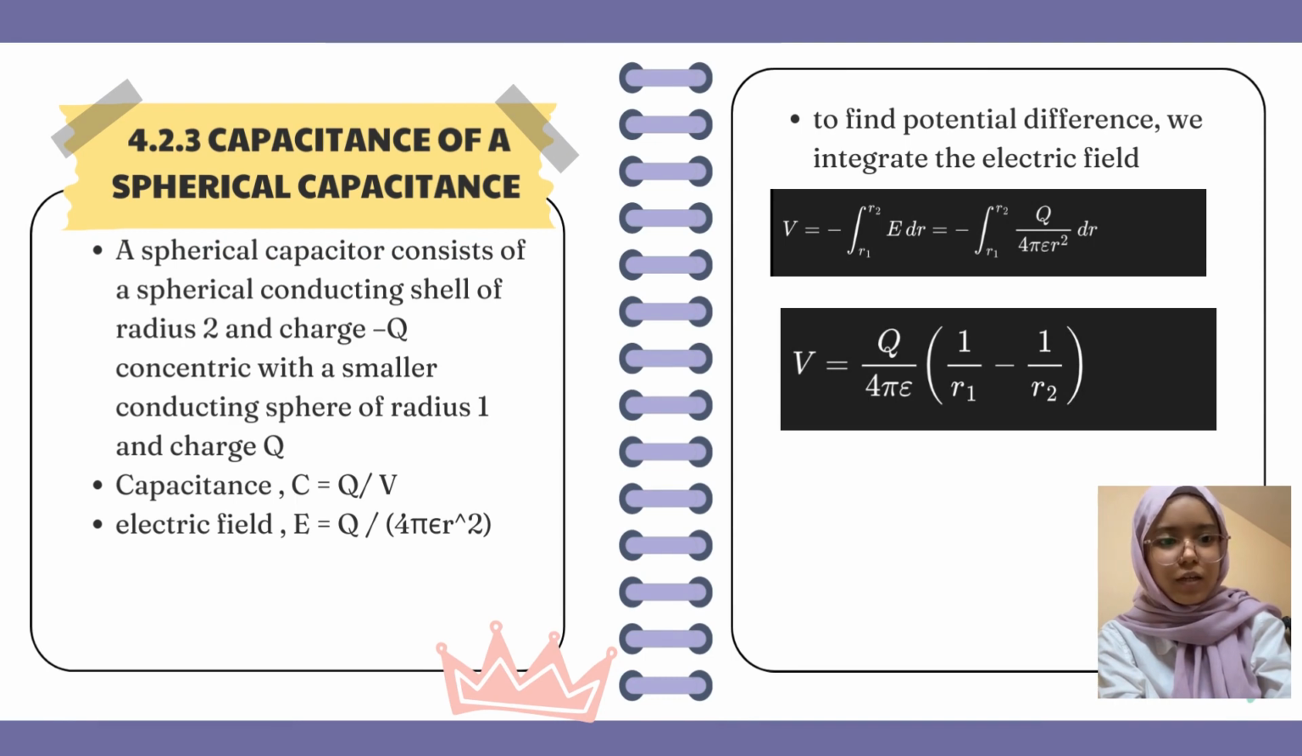For a spherical capacitor, the charge enclosed by the Gaussian surface is constant and equal to Q. Thus, the electric field between the conductors is E equals Q over 4 pi epsilon naught r squared. To find the potential difference, we integrate the electric field, as shown below, and integrate the above expression.